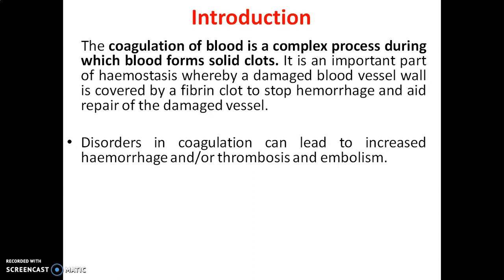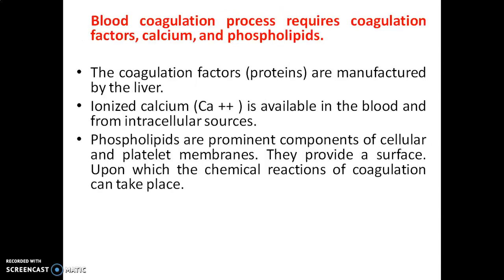To start with, the coagulation of blood is a complex process during which blood forms blood clots, or solid blood clot, which is an important part of hemostasis, whereby a damaged blood vessel or damaged blood wall is converted by fibrin clot to stop hemorrhage and aid repair of damaged vessels. Disorder in coagulation leads to increased hemorrhage or thrombosis and embolism.